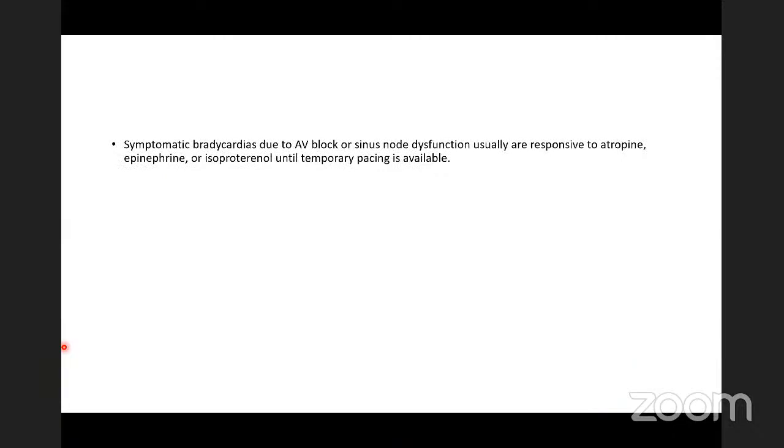So usually symptomatic bradycardias due to AV block and sinus node dysfunction are responsive to atropine, epinephrine, isoproterenol until temporary pacing is available. Temporary pacing in the neonates is a bit difficult because the veins are small, but there are transesophageal probes available through which we can do the transesophageal pacing. So it's possible.